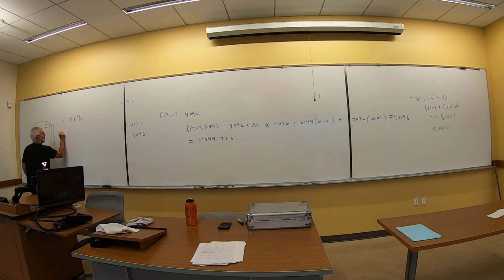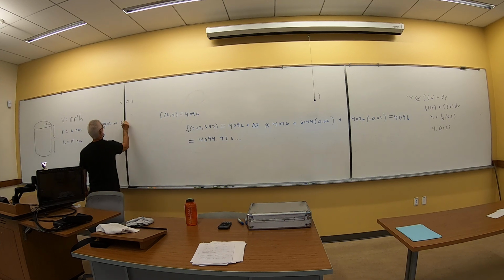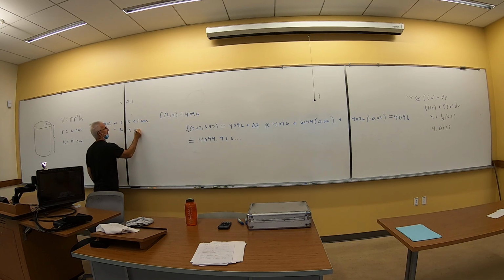So let's say the cans are supposed to be, it's a pretty good sized can. So let's say the radius is 6 centimeters, and the height is, it's a big can, 15 centimeters. Okay, that's what it's supposed to be. The maximum error in the radius, let's say, is 0.1 centimeters, and the maximum error in the height is, let's say, 2 centimeters.